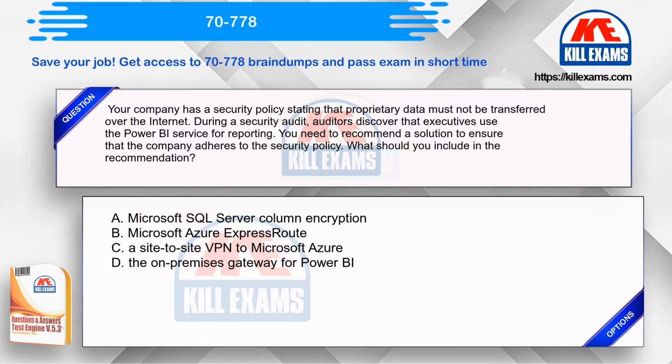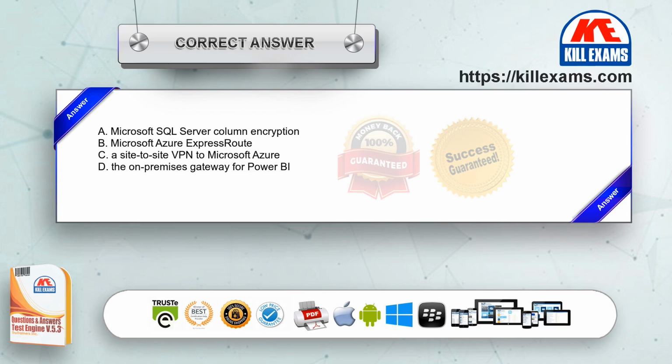Option A. Microsoft SQL Server column encryption. Option B. Microsoft Azure ExpressRoute. Option C. A site-to-site VPN to Microsoft Azure. Option D. The on-premises gateway for Power BI. The correct answer is option B.